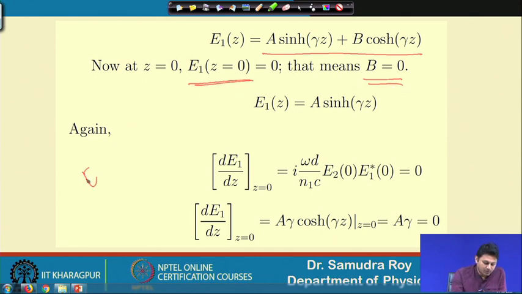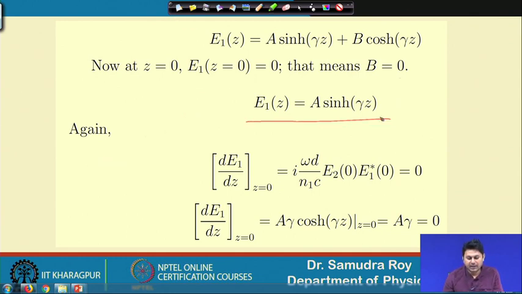So, E 1 at 0, which is B, and this quantity is 0, that means B is equal to 0. Once B is equal to 0, I can eliminate this term. So, we will have simply A 1 sine hyperbolic gamma z as a solution of E 1 z. Next thing is to find out A, and in order to do that, we just make a derivative of this term.